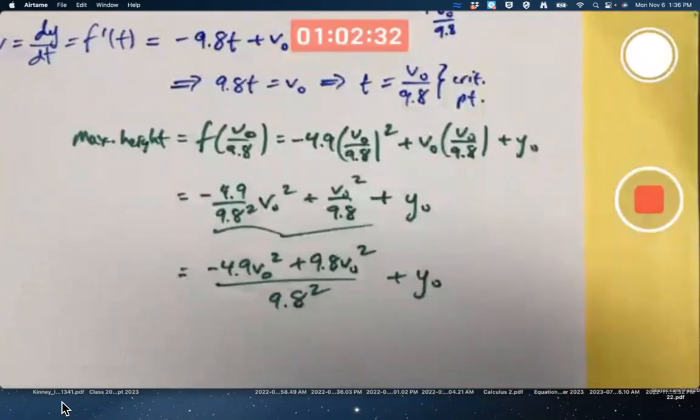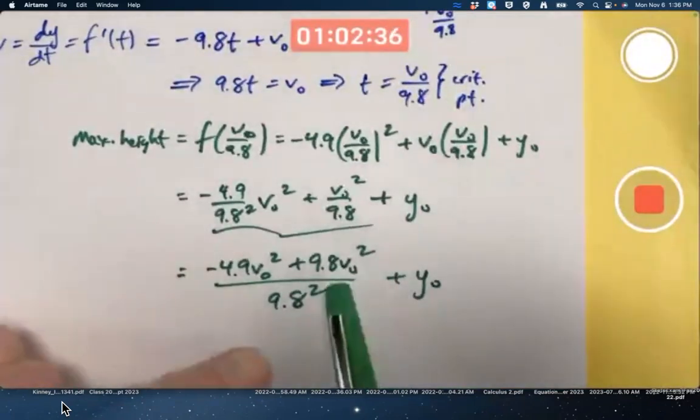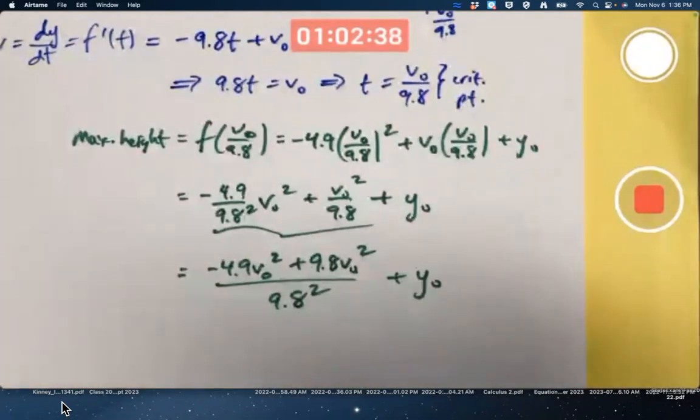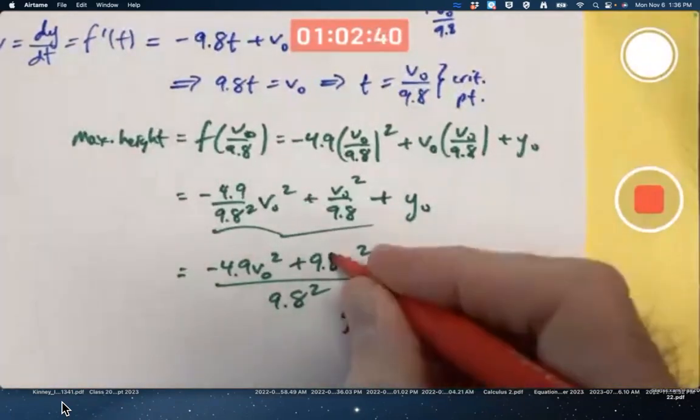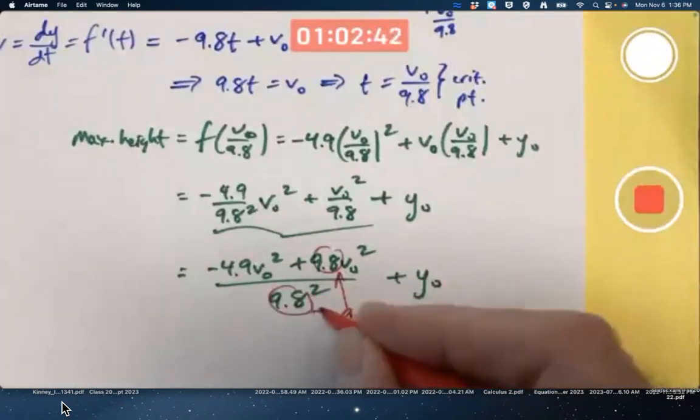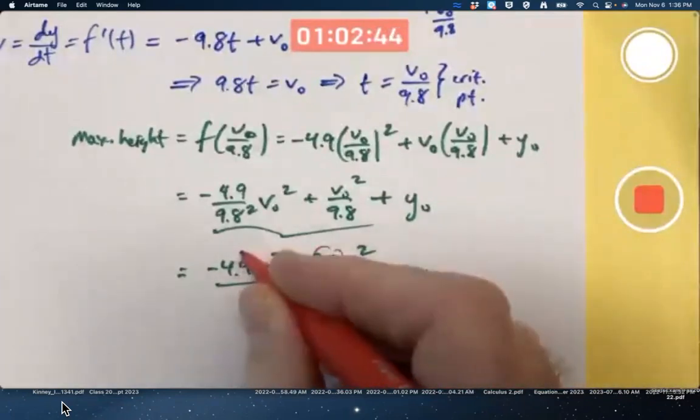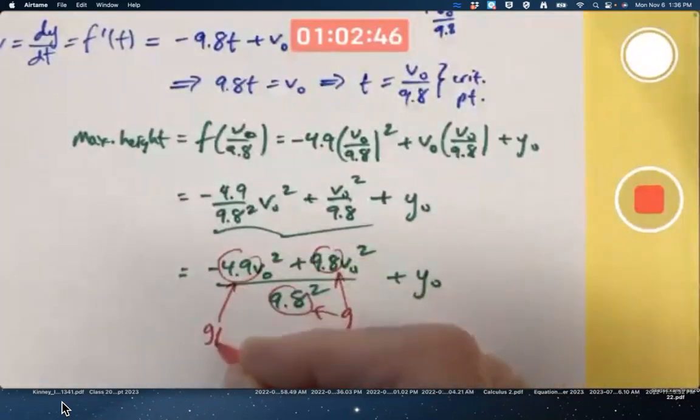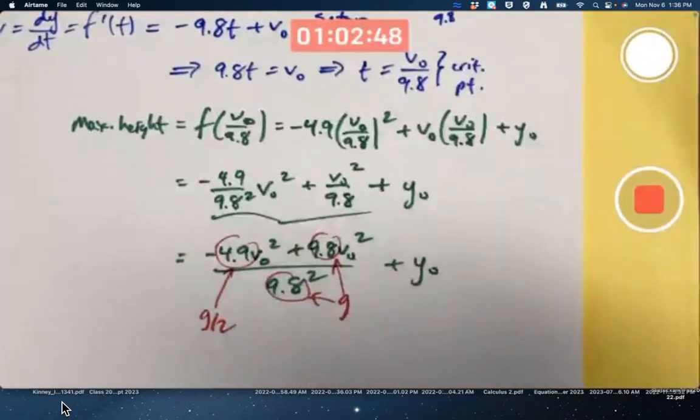If you wanted to do this more generally, instead of a 9.8 and a 4.9, you could have a g here and here, and this would be a g over 2 right there. And that would then apply also if you were on the moon or up at the top of a mountain, and g's a little smaller than 9.8. That'll be the maximum height above the ground.